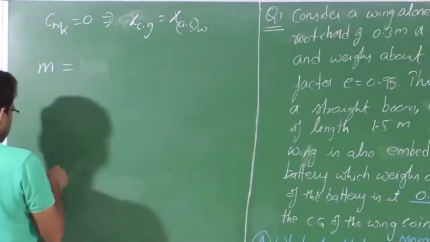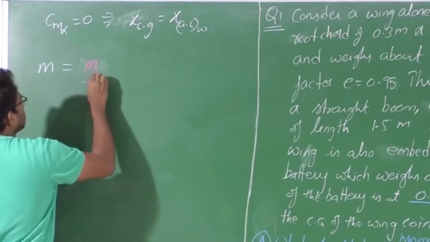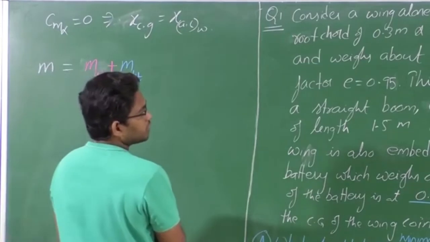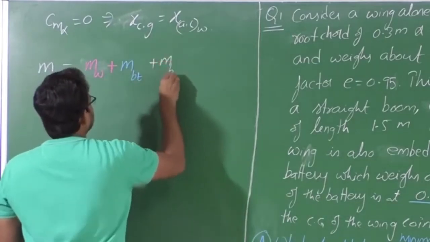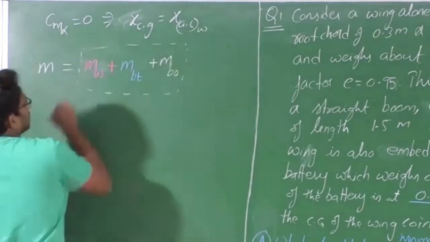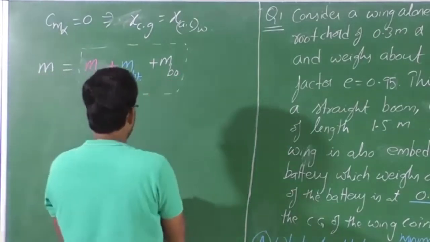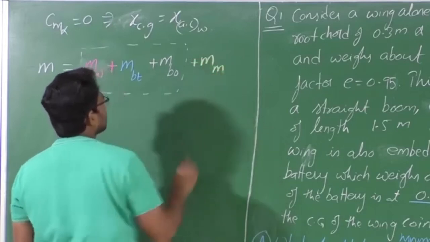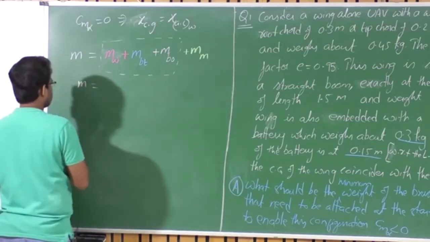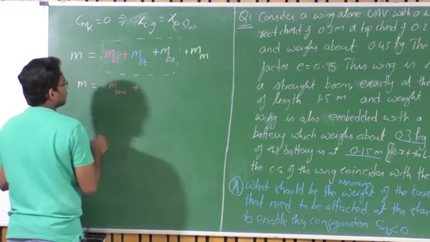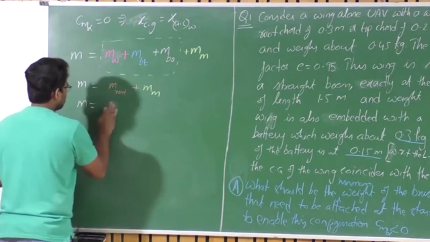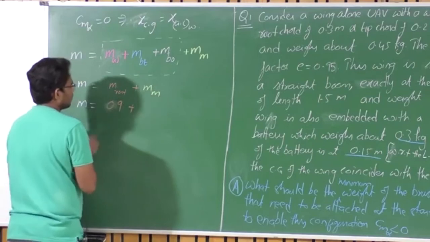Let us assume M represents the total mass of the aircraft, right? That is equal to, earlier it was mass of wing, M of wing, plus mass of battery, BT, and we have mass of the boom as well, right? So, M of boom, BO. And now we call this particular expression M of rest, right? That is the reason why we used rest. And now, in addition to it, we are adding a motor, mass of motor, which we need to find out in fact. So the total mass of the aircraft is mass of rest plus mass of motor. I know mass of rest is about 0.9 kg plus mass of motor.